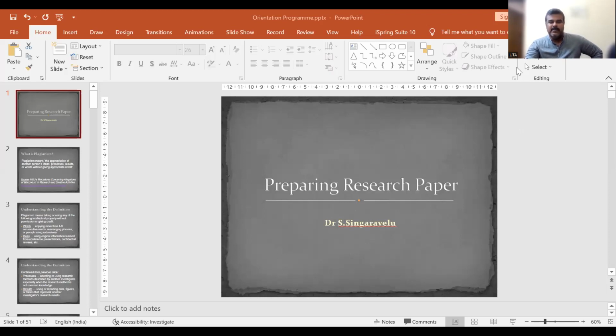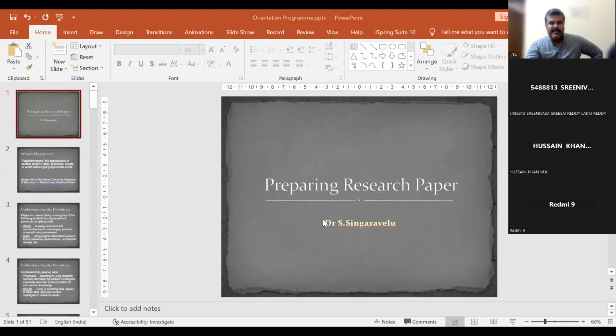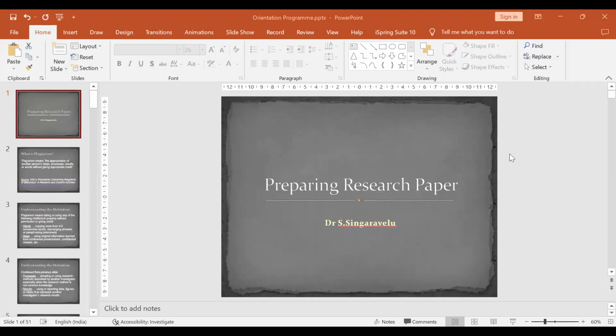The session will be divided into three aspects. First, we will be discussing some basic things that you should know beforehand while preparing a research paper. Second part will be what is the structure of a research paper, how to prepare a simple research paper. Research is not that difficult.